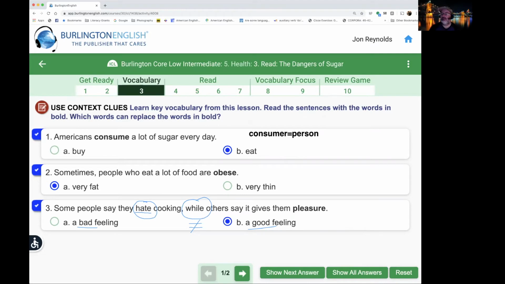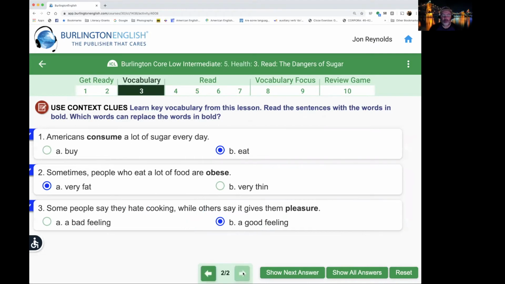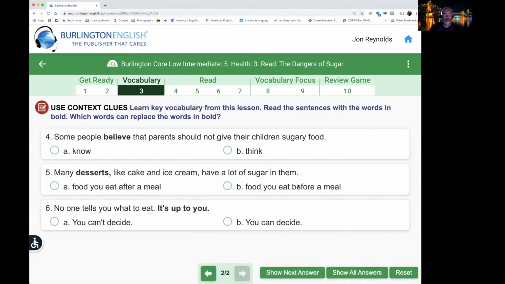All right, let's check our next answers. Okay, so what about believe? Is believe to know something or to think something? Okay, well, let's check our answers. So in this case, believe is closer to the word think. When we believe something, it's something that we feel. So in this case, we often use the word believe to express something that we think about.